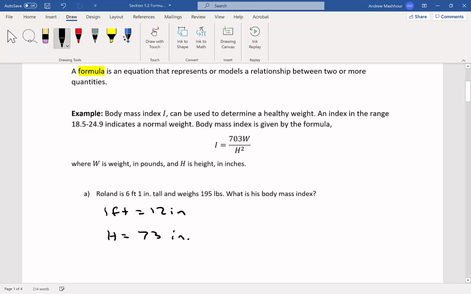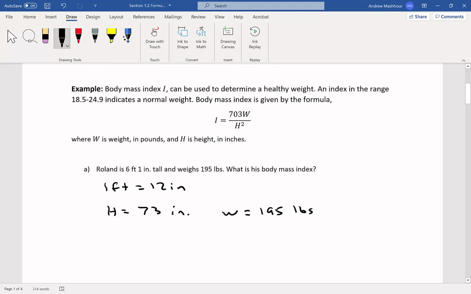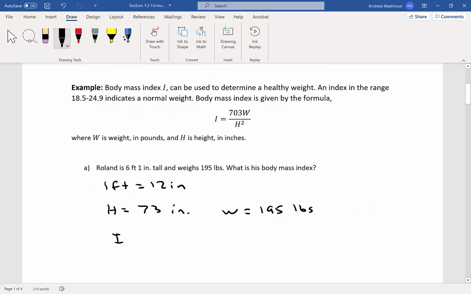We were also given his weight. We were given W, which is 195 pounds. Okay. And now we have the information that we need to find his body mass index. We'll just plug it into our formula. So we have I is equal to 703 times W. Well, our W here is 195 pounds. So we have 195. Then we have divided by H squared. So his height is 73, so we're going to have 73 raised to the second power.